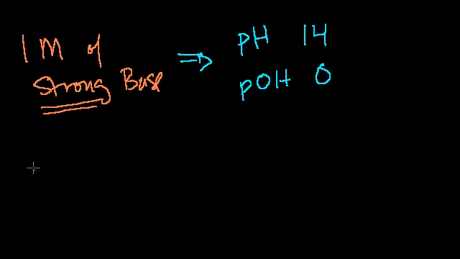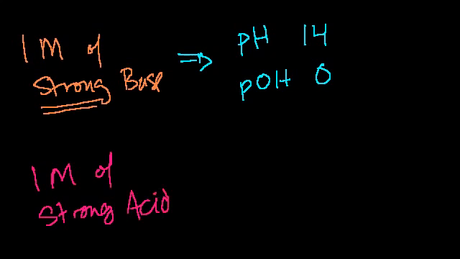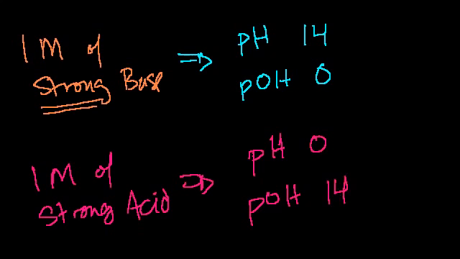If you have 1 molar of strong acid, if someone says that they have something with a pH of 0 that they would like to maybe throw at you, you should decline, because it'll probably hurt your chances of... Well, anyway. So let's say you have 1 molar of strong acid. It's a pH of 0 and a pOH of 14.